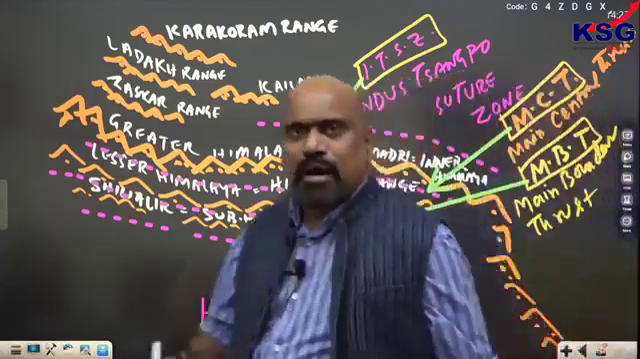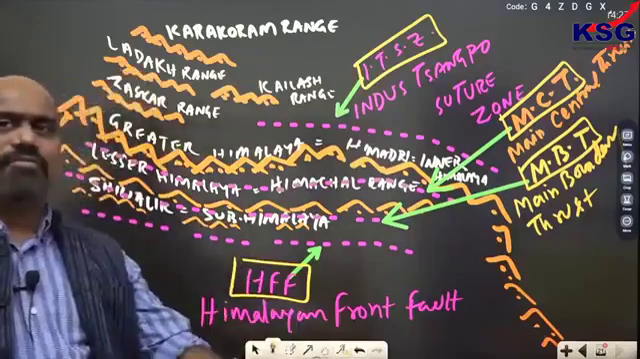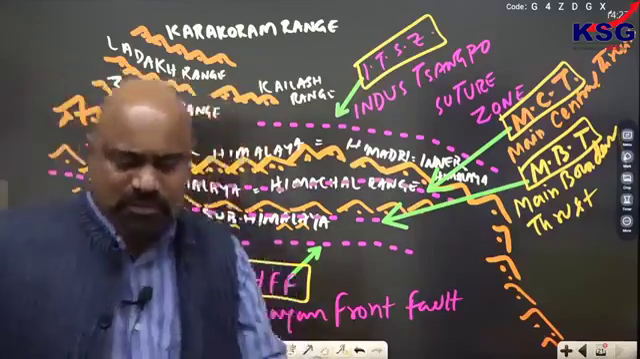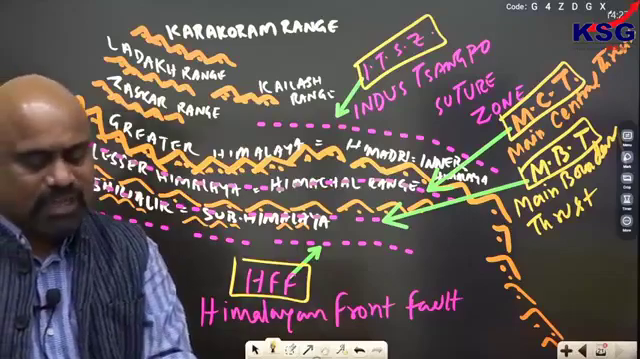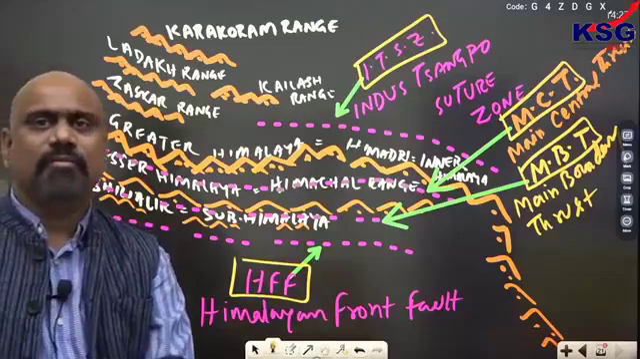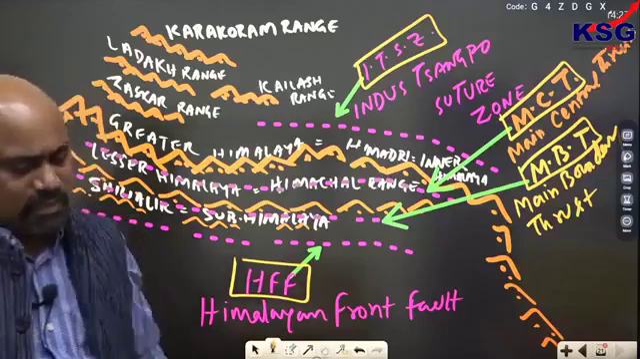You have so many parallel ranges. Parallel is a parallel thrust plane. Parallel fault lines were developed. Parallel fault lines, all these fault lines are very important, you remember. And we have different mountains. Subsequently, as I told you, we have the first, the Greater Himalaya.